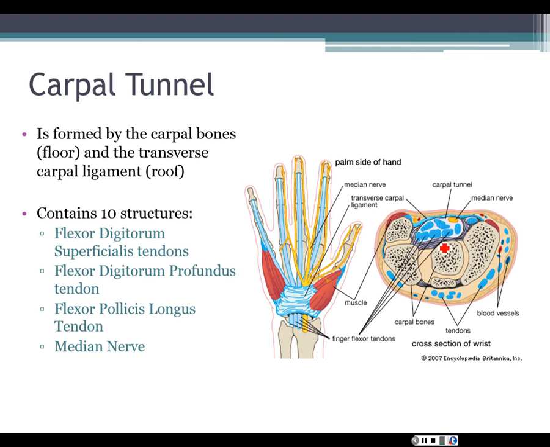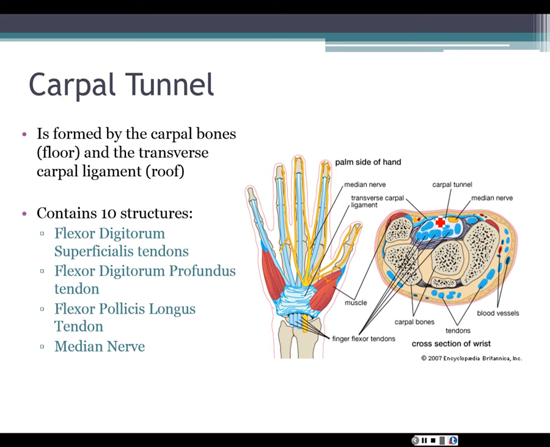There are 10 structures that actually run through this carpal tunnel, and you're going to have to know all those 10 structures. The flexor digitorum superficialis has 4 tendons, so there's 4 right there. The flexor digitorum profundus also has 4 tendons, so there's 4 more, so that's 8. Then we have our flexor pollicis longus that's going to run around the trapezium up into the thumb, so that's number 9, and our median nerve is number 10. So the 10 things that are going to be in the carpal tunnel are the 4 superficialis tendons, the 4 profundus tendons, the flexor pollicis longus tendon, and the median nerve.